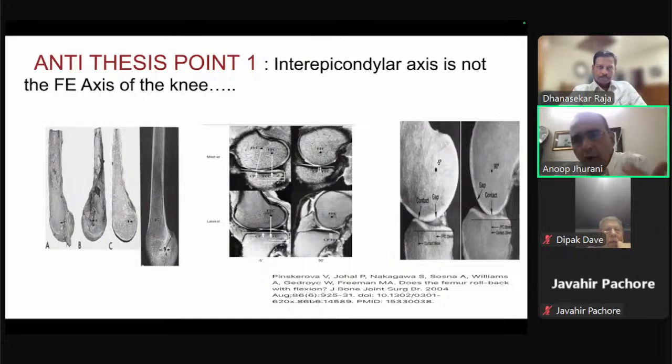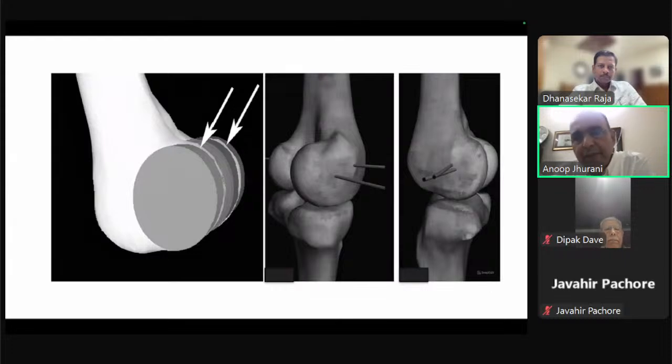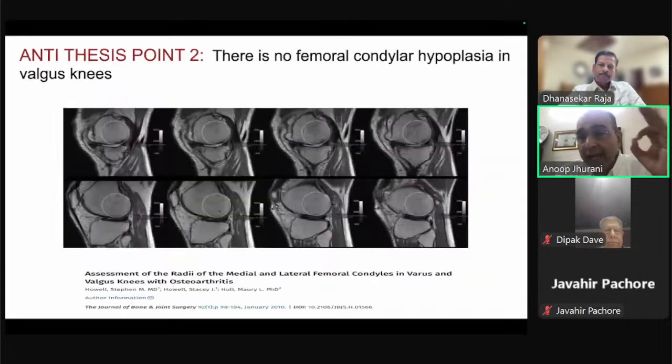And just a quick word about the valgus knee alignment as well. This is the main concept of kinematically aligned knees: the interepicondylar axis is not the axis of the knee, but the true axis of the knee passes through the center of the femoral condyles. And the difference between these two axes is 5 degrees. So we need to forget the interepicondylar axis if you're really believing in kinematically aligned principles, and just focus on the flexion extension axis of the knee, which passes through the center of the condyles.